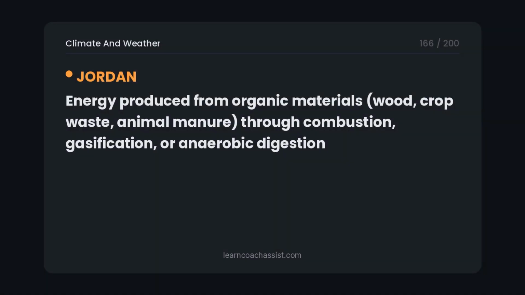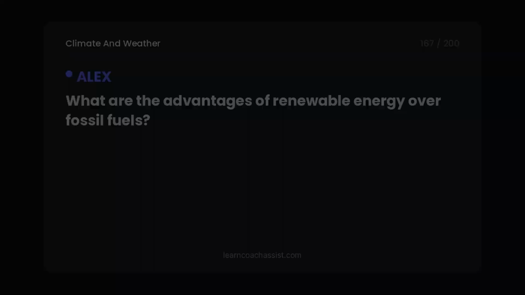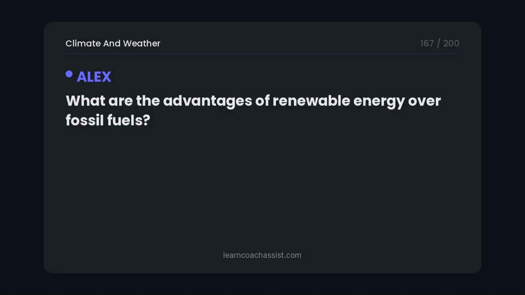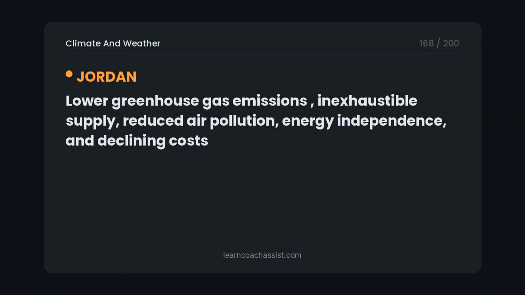What is biomass energy? Energy produced from organic materials, wood, crop waste, animal manure, through combustion, gasification, or anaerobic digestion. What are the advantages of renewable energy over fossil fuels? Lower greenhouse gas emissions, inexhaustible supply, reduced air pollution, energy independence, and declining costs.